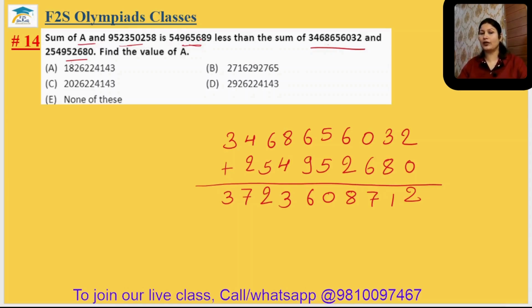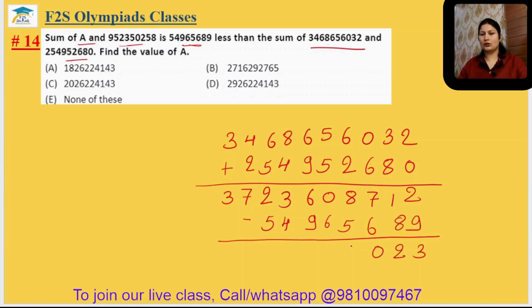Now this is less than. To find A, first we have to find the difference between these two. So 986, 986569, 45. Find the difference. So 12 minus 9, 3. Okay. Now 10 minus 8, 2. 6 minus 6, 0, 3, 4. 15 minus 9, 6. Now 12 minus 4, 8. Now 11 minus 5, 6. Here 6. Here 3.